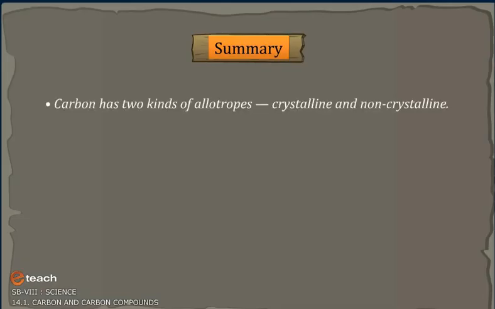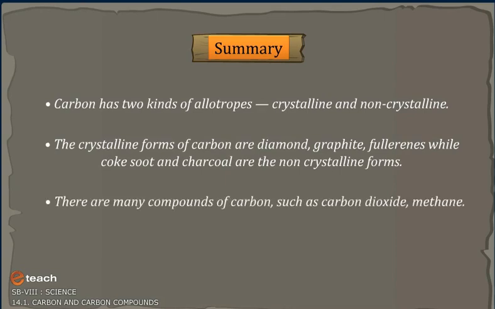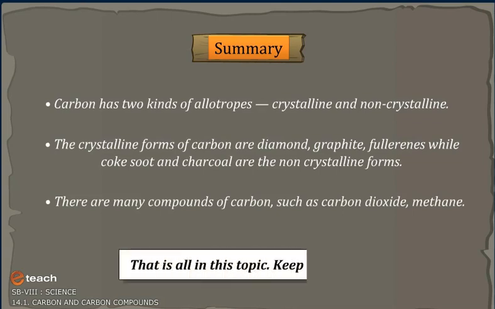Summary. Carbon has 2 kinds of allotropes, that is, crystalline and non-crystalline. The crystalline forms of carbon are diamond, graphite, and fullerenes, while coke, soot and charcoal are non-crystalline forms. There are many compounds of carbon such as carbon dioxide and methane. So, that is all in this topic, students. Keep learning.